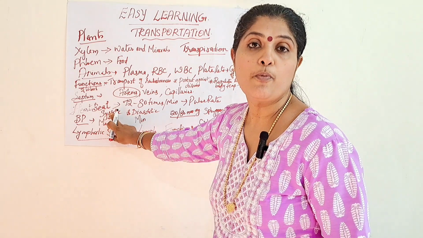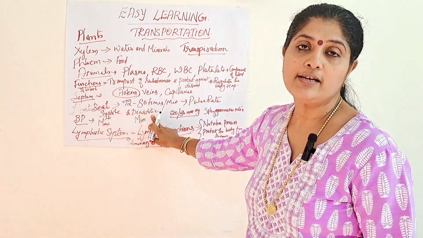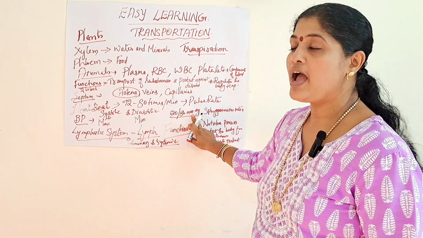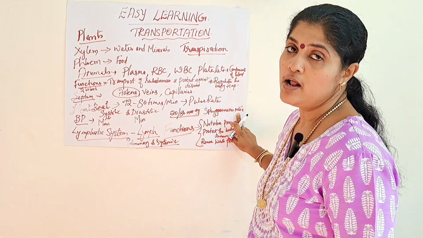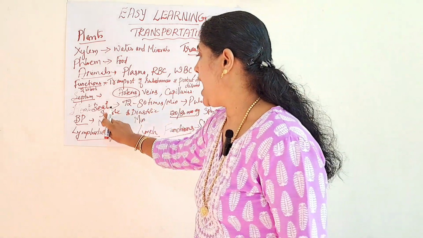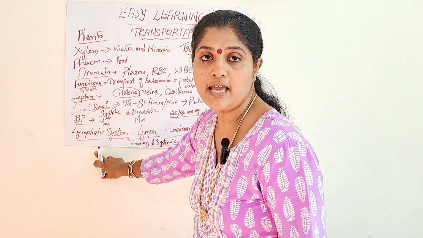And the next topic is blood pressure. In that, most important are the 2 types of blood pressure, the systolic pressure and the diastolic pressure. The normal value of the blood pressure is 120/80, and the instrument used to measure it is the sphygmomanometer.